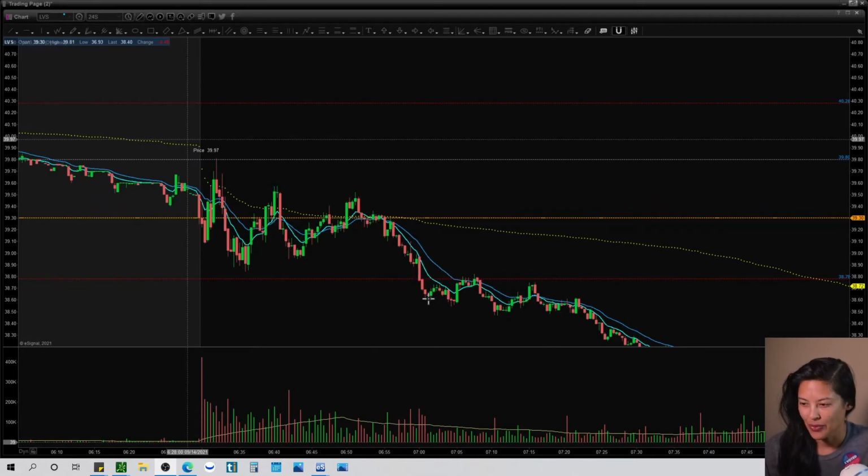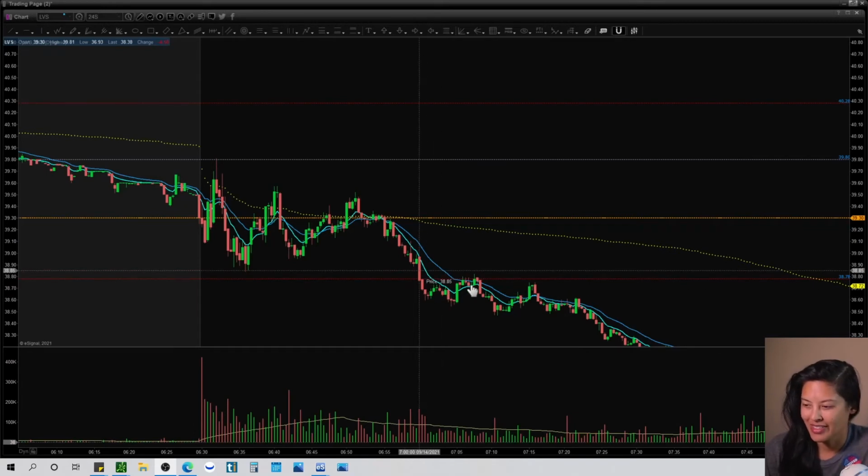Basically what I'm looking for is at 7 a.m. California time, that was when the 5-minute close happened, which is right about here. So what I'm looking for after this point is a retest of my pivot level and then a continuation lower.